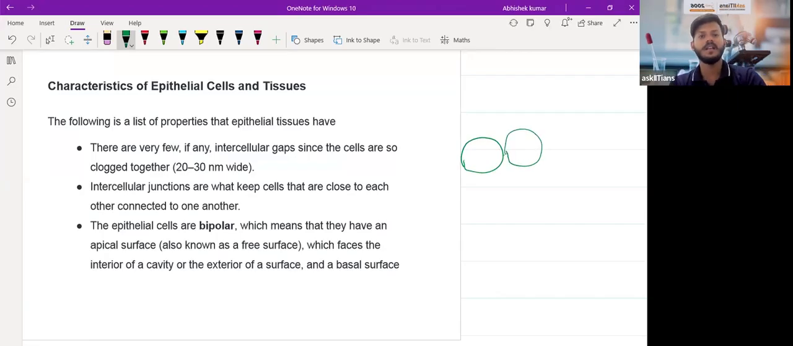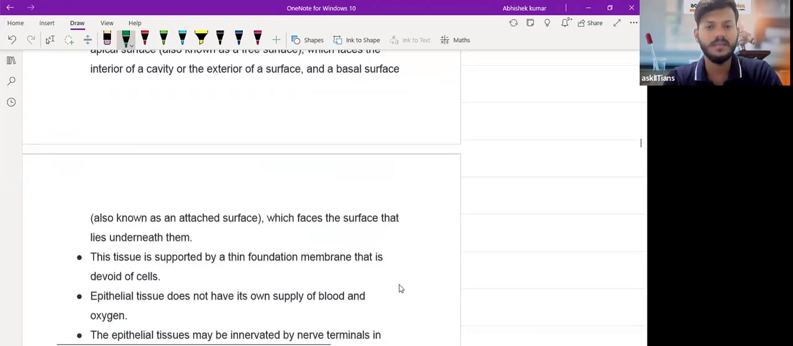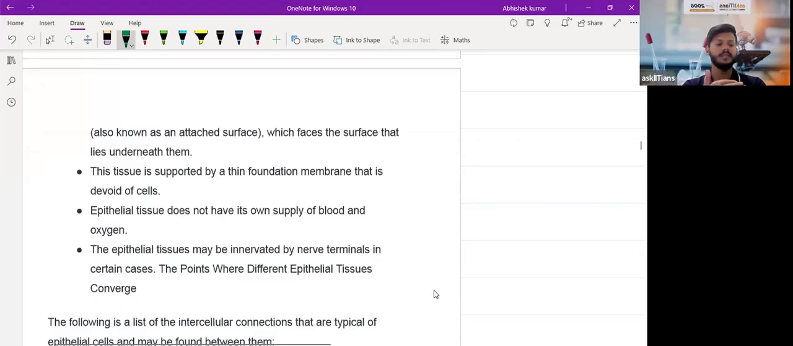The epithelial cells are polar, which means that they have an apical surface, which faces the interior of the cavity or the exterior of the surface, and a basal surface, also known as the attached surface, which faces the surface that lies underneath them. Underneath means inside. Okay. The tissue is supported by the basement membrane that is devoid of cells. An epithelial tissue does not have its own supply of blood and oxygen also. So this line is important, it may come in the MCQs.